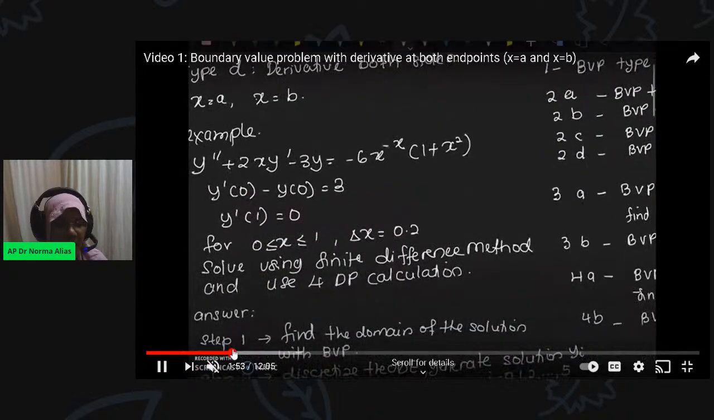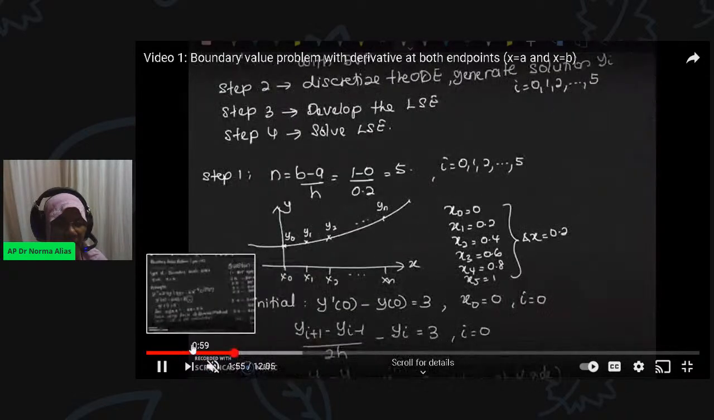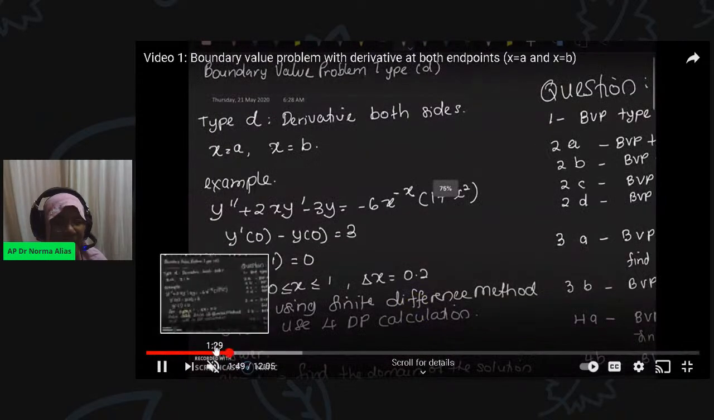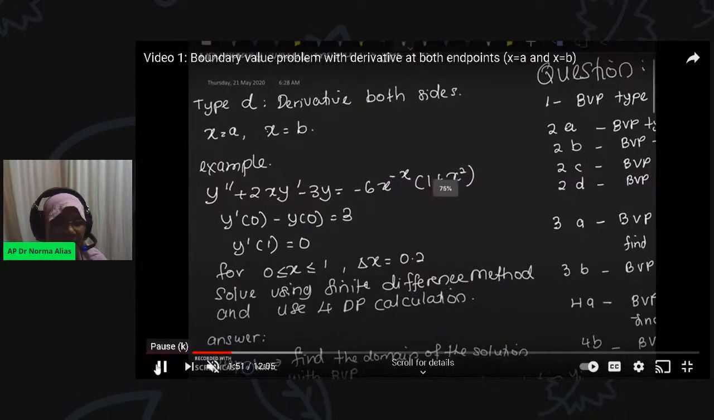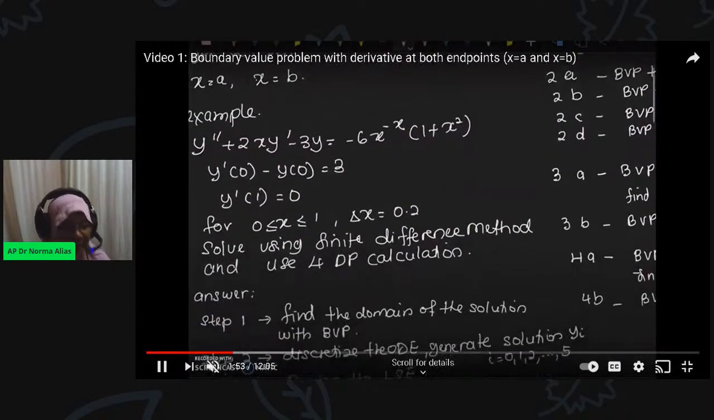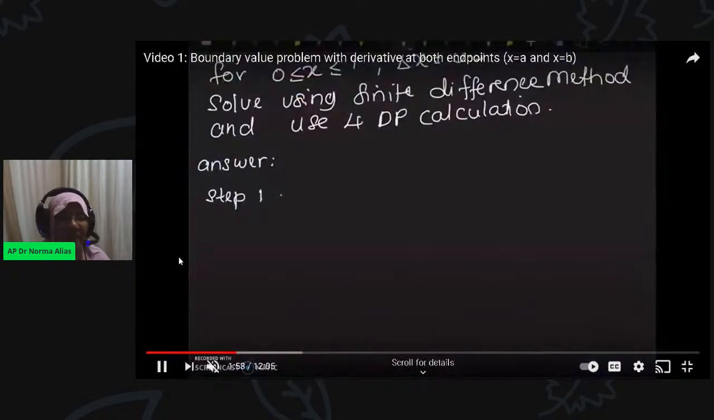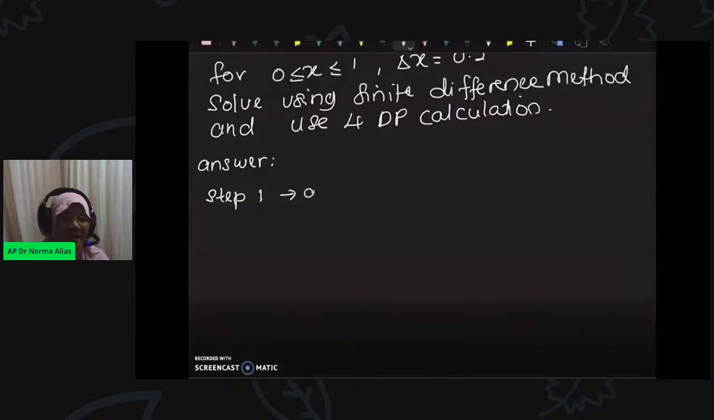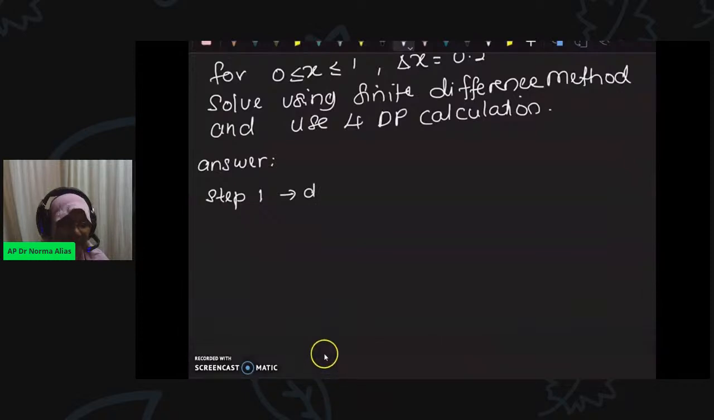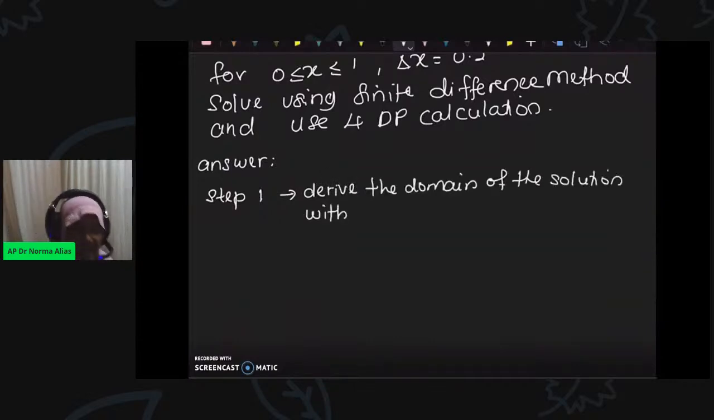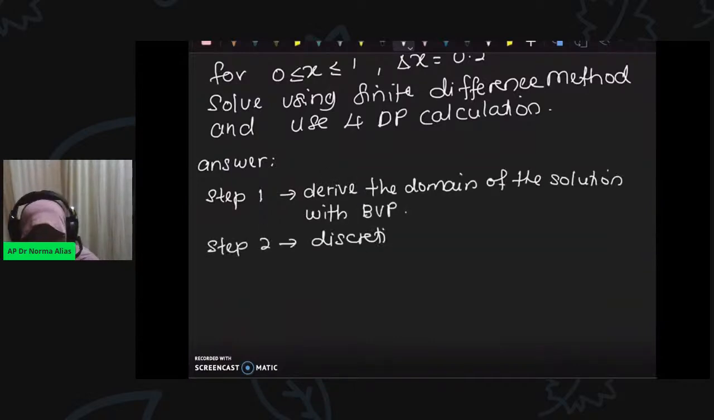We want to apply the boundary value problem. We want to follow these 3 steps. What are the steps? The first step is to find the domain of the solution and draw the graph. Where is x? x is between 0 and 1, meaning that i starts from 0 up to 5.